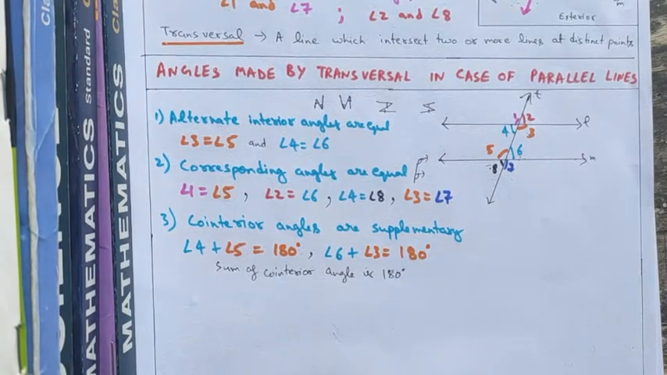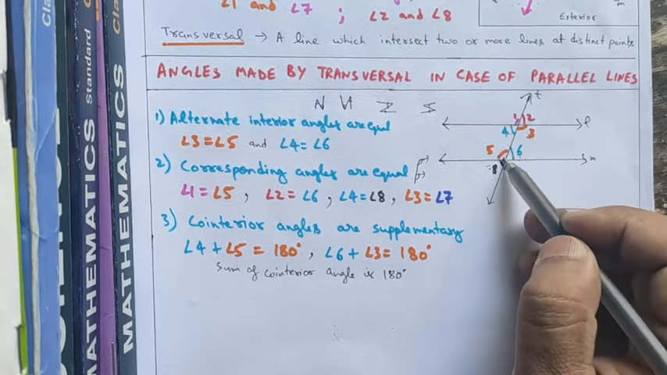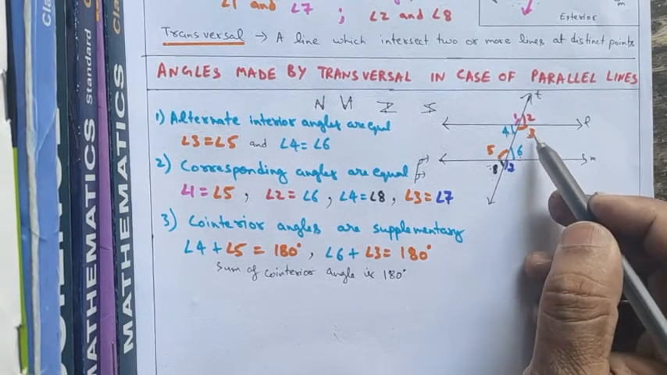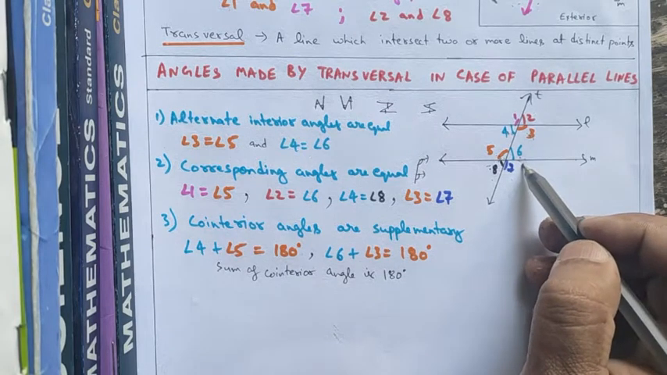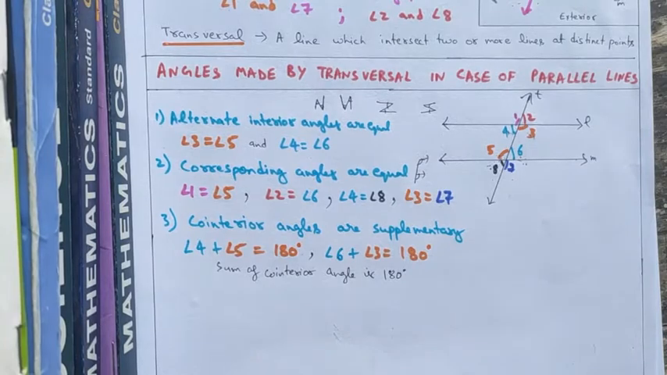Okay, like here angle 4 and angle 5 are consecutive interior angles. The sum is equal to 180 degrees. Angle 3 and angle 6 are also co-interior angles. The sum is equal to 180 degrees.